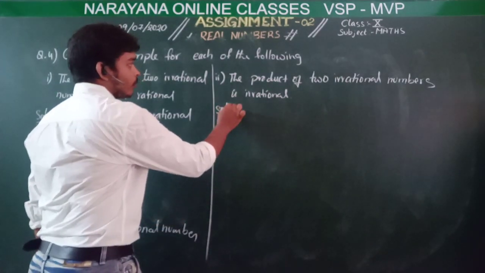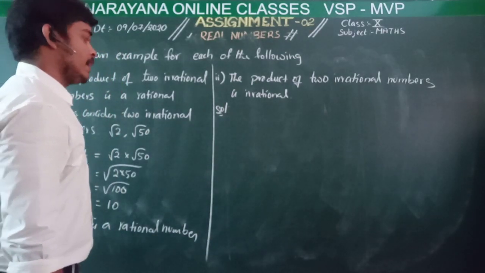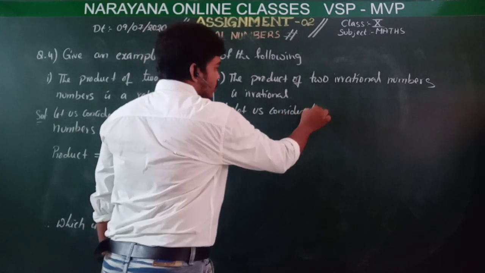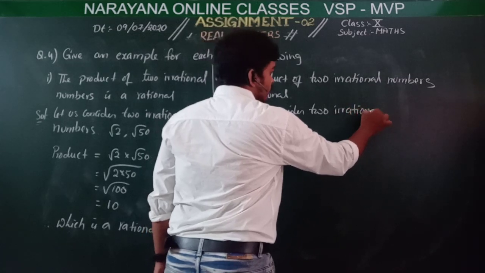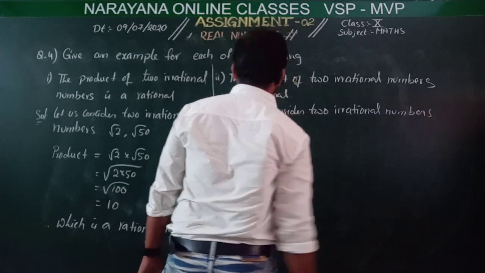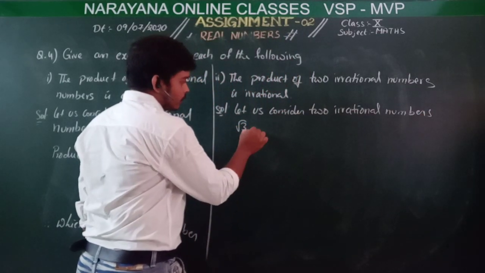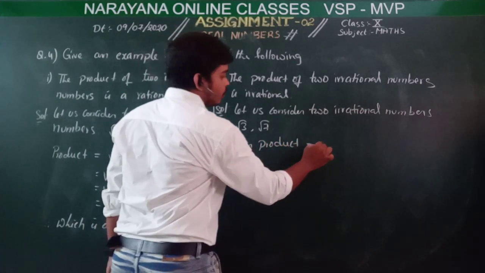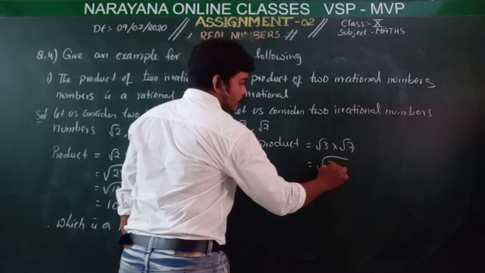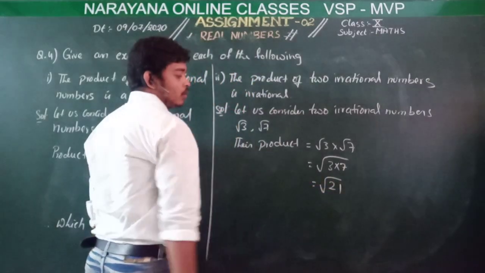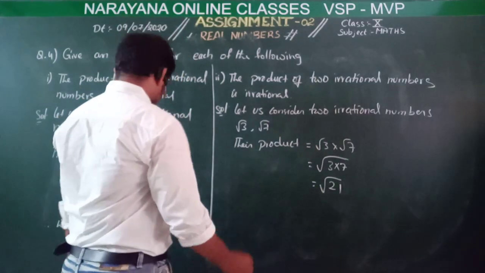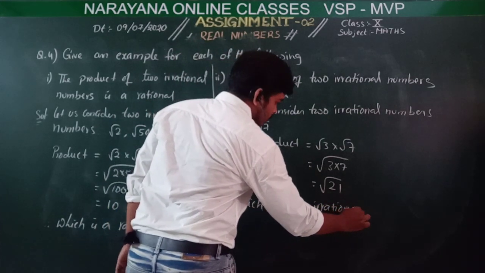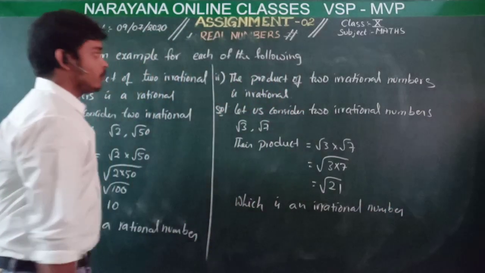Now the second one, the product of two irrational numbers is irrational. So let us consider two irrational numbers, root 3 comma root 7. Their product, root 3 into root 7 means root over 3 into 7, so root over 21. See children, root 21 is irrational. So which is an irrational number. These are the examples for both the questions.